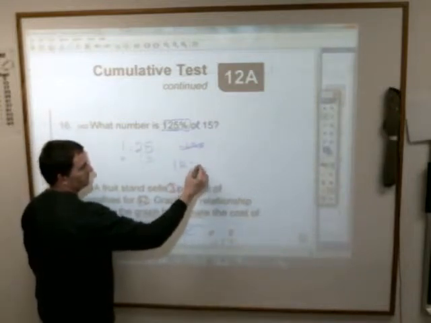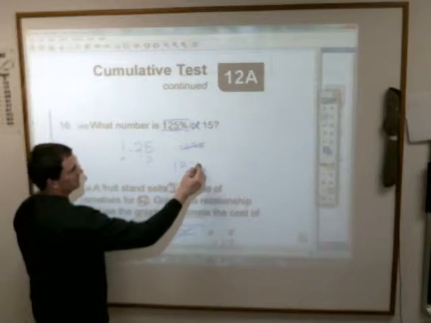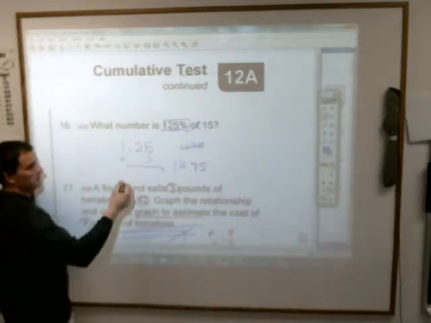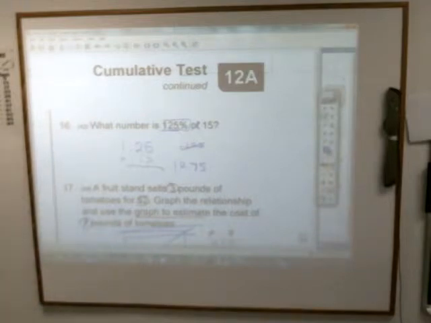I think the problem is I've got this so blown up. But if you multiply it out, you'll get 18.75. If you did 125/100, same thing. It's the same thing as well, but I don't know why you would do that, because it wasn't 50%.